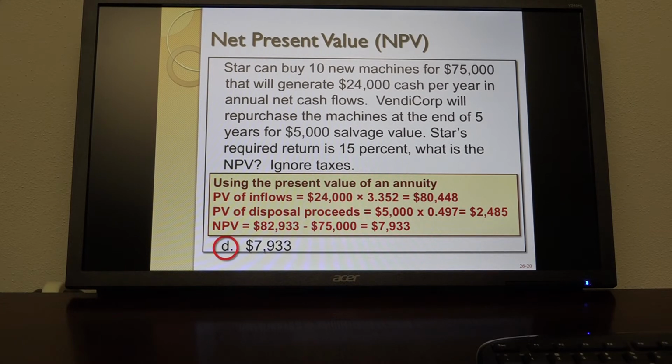Now you also have to consider here as an inflow the salvage value. But the salvage value is going to be recouped in the future, 5 years from now. And so you have to calculate the present value of those proceeds. If you look at Exhibit 26-3, again, looking under the discount rate of 15%, in year 5, when you're going to receive this $5,000, the discount factor is 0.497. So you multiply the $5,000 you're going to receive in year 5 times 0.497 to come up with $2,485.